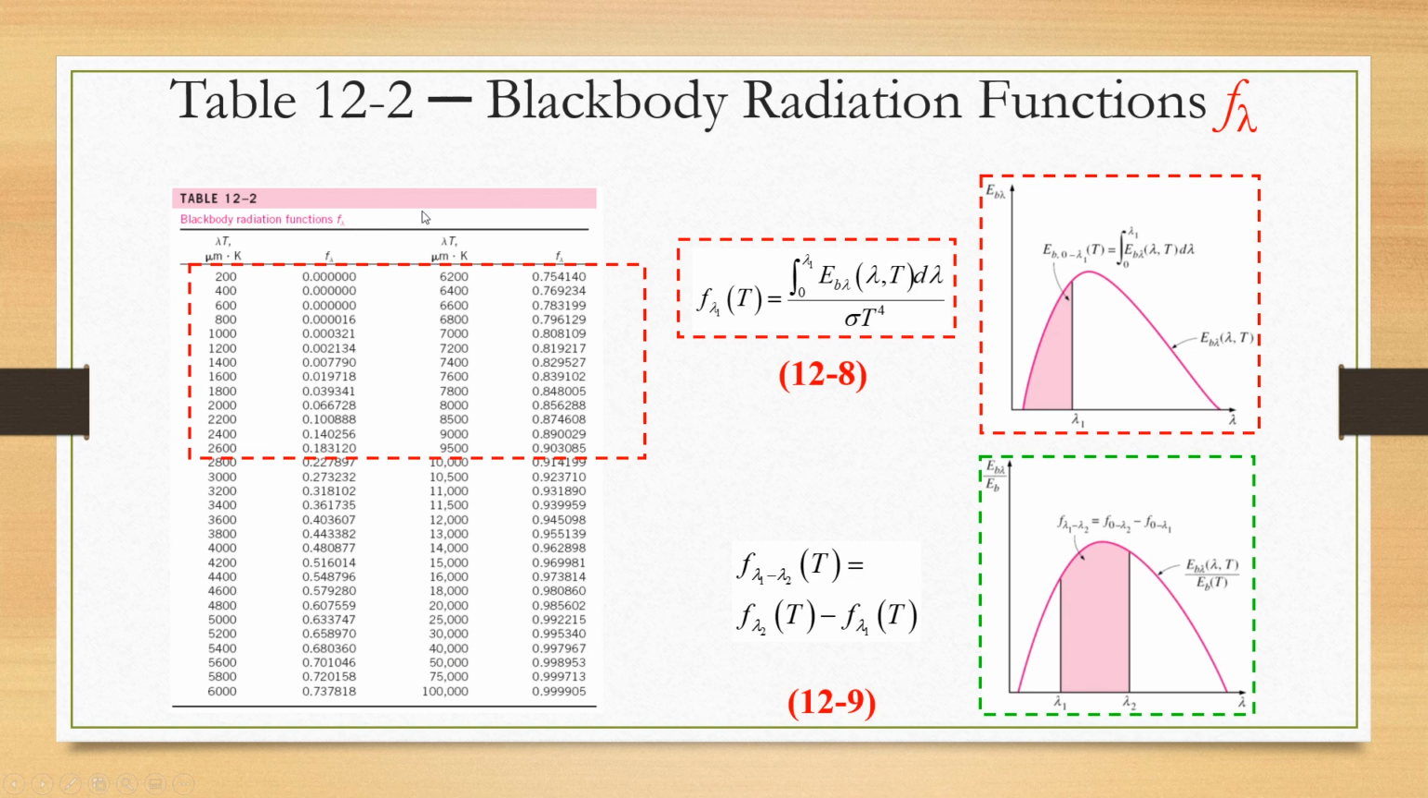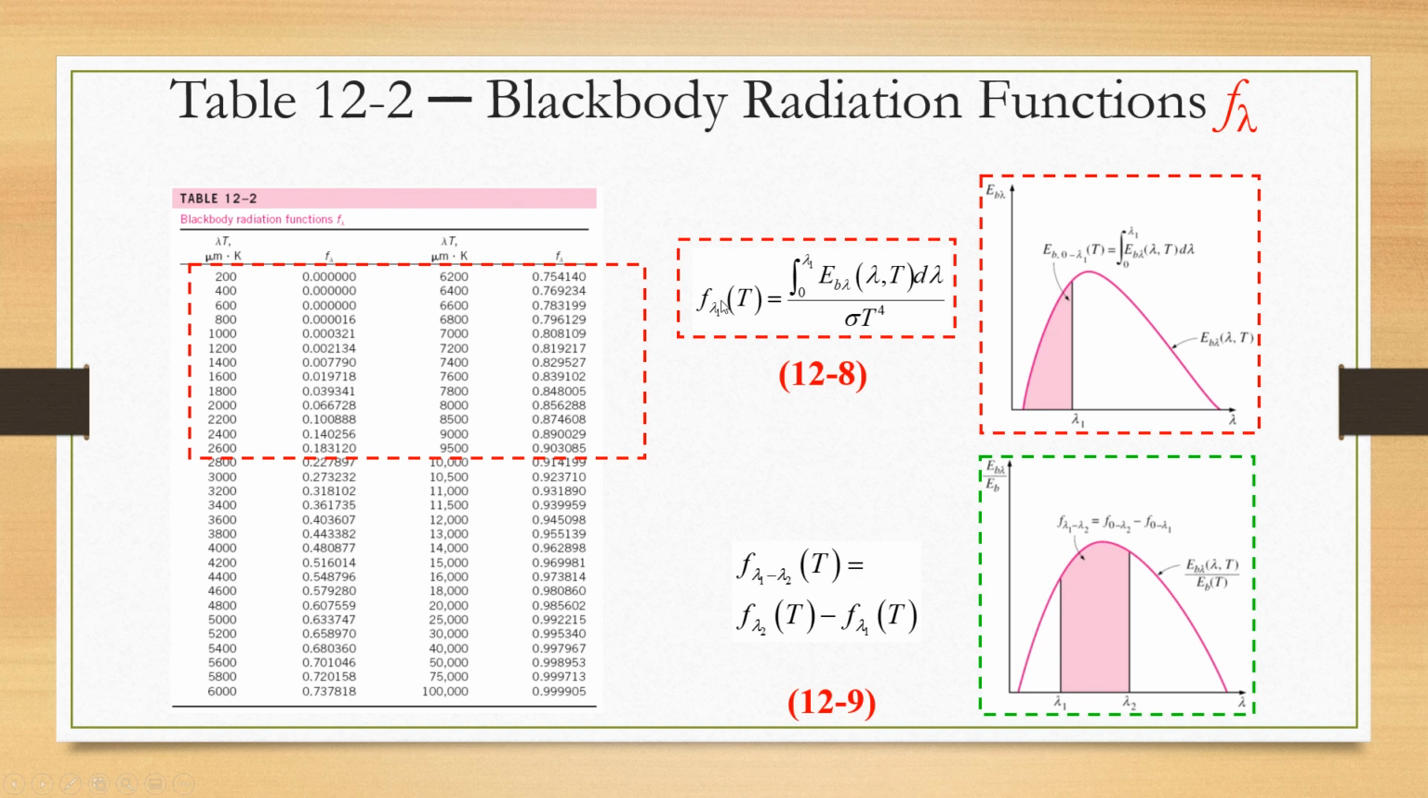So this table can be divided into two, because this is the same: lambda T and f lambda, lambda T and f lambda. This is continuous, so from here to 6,000 and 6,200 and to 100,000. So here we have 30,000, and take out the value of 0.995340. That is your f lambda 1 T, the blackbody radiation function.